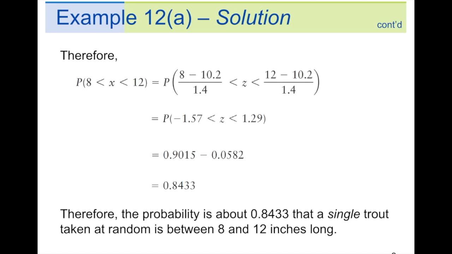Therefore, the probability that x is between 8 and 12 is the probability that z is between, and you plug stuff into the formula, you get negative 1.57 and 1.29, which will give you 0.9015 minus 0.0582, so 0.8433. Therefore, the probability is about 0.8433 that a single trout taken at random is between 8 and 12 inches long.